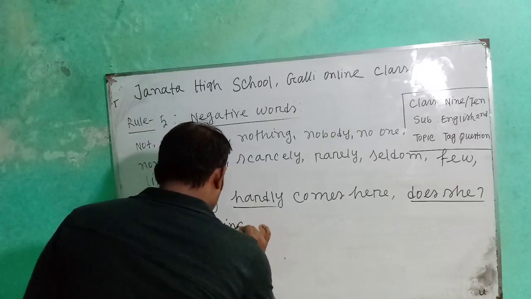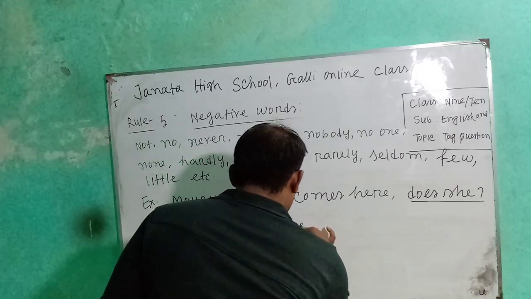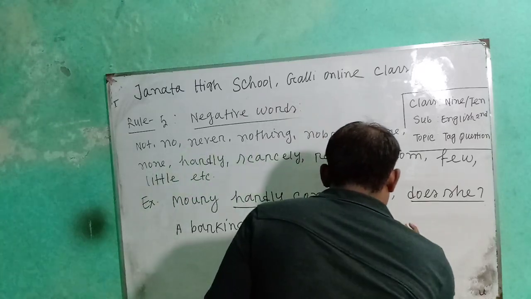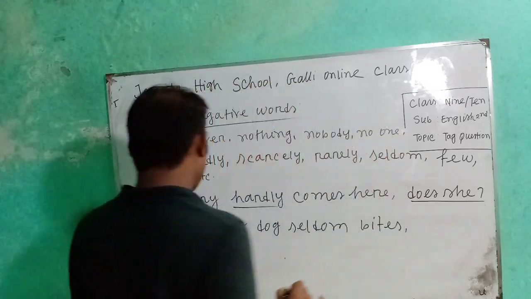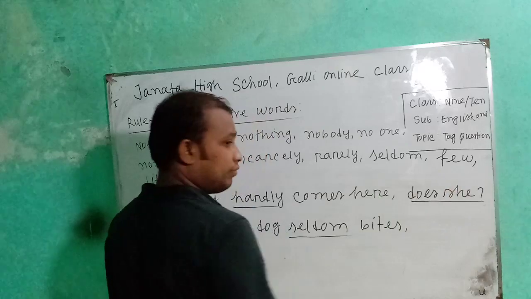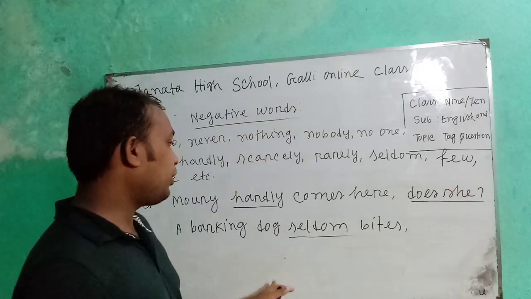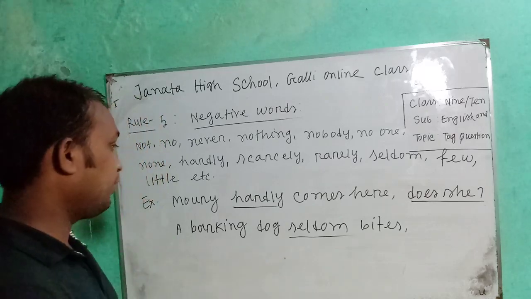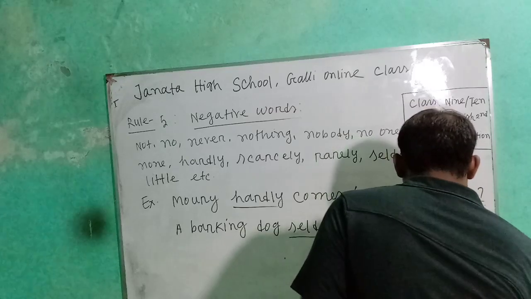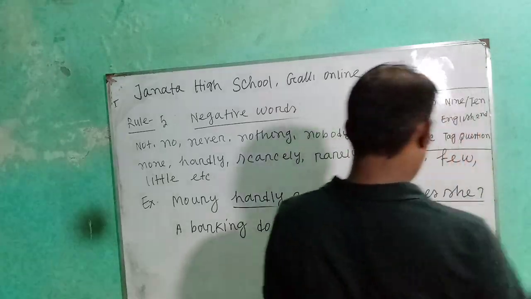A barking dog seldom bites. Seldom, very rare. Seldom is a negative word, so we have to make it affirmative. Bite. A dog does eat.